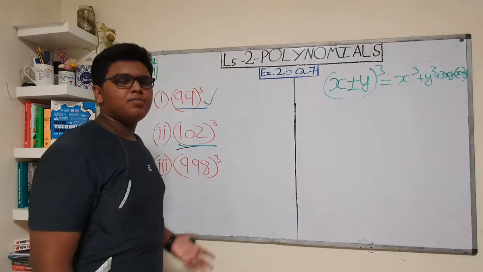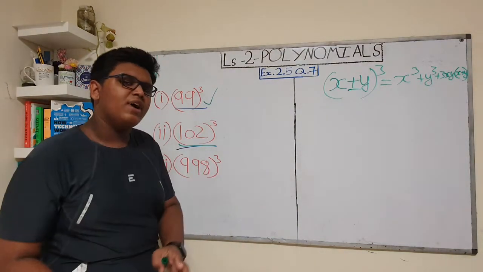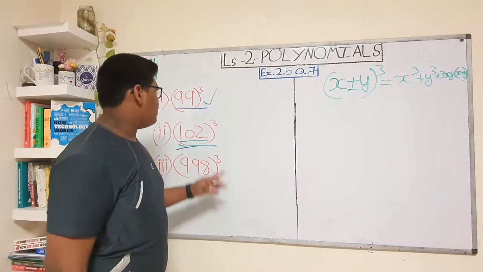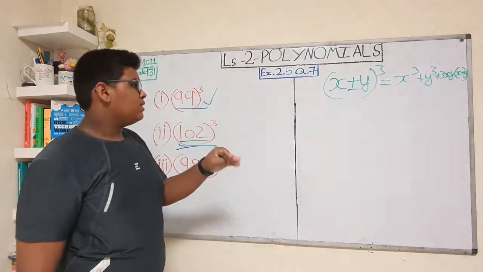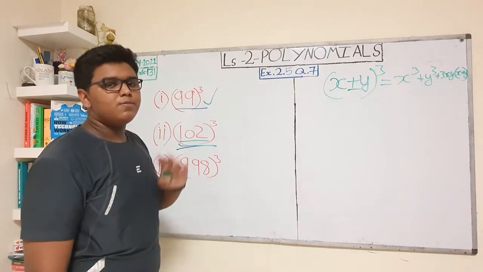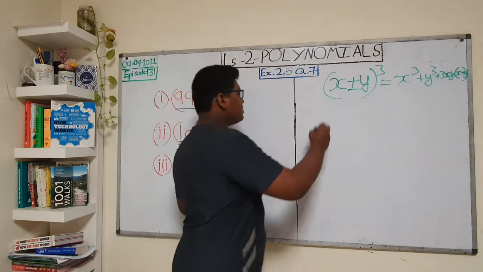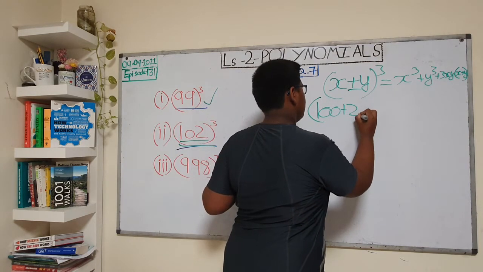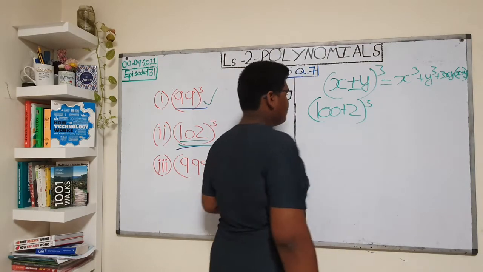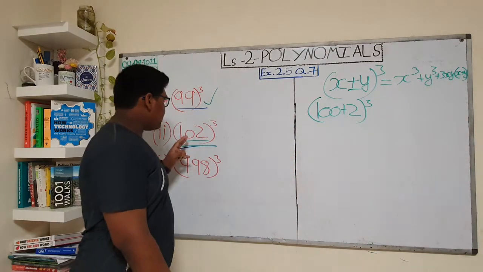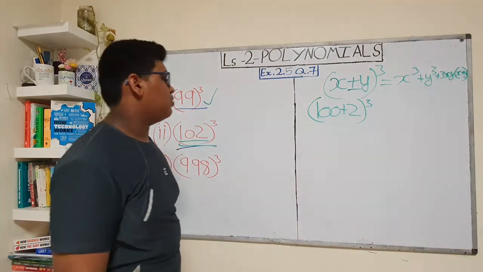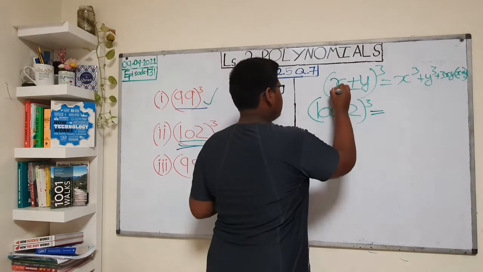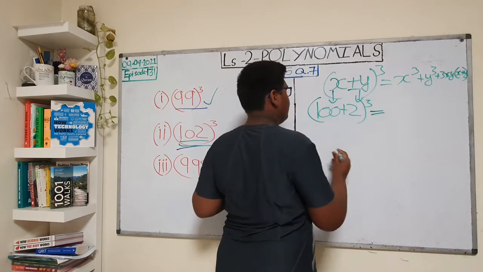Now how can we get x and y? Because in the bracket we are having only one number. If we take that as x, then how can we take y? We need the value of both. What we can do is take (100 plus 2) whole cube, so that we will get 102 cube. Now the value of x will be 100 and the value of y will be 2.